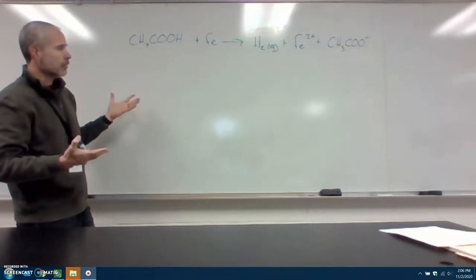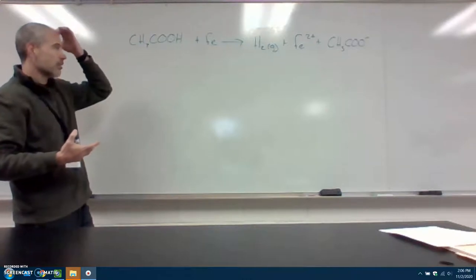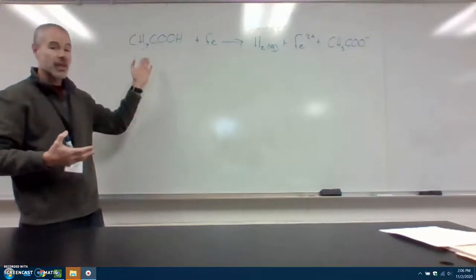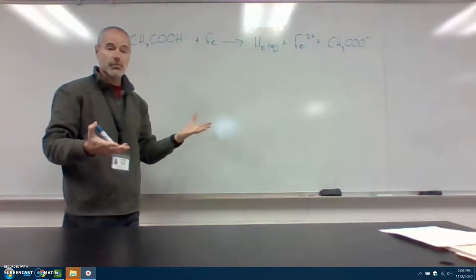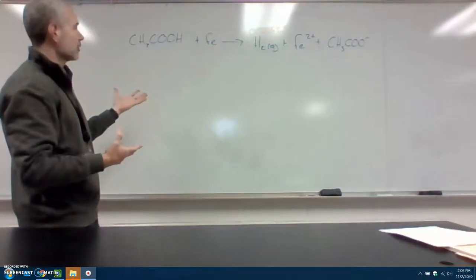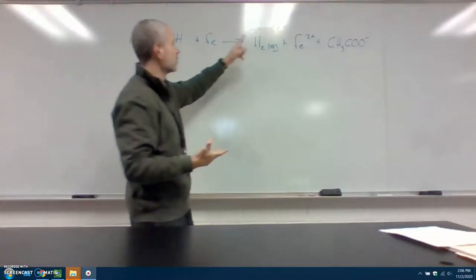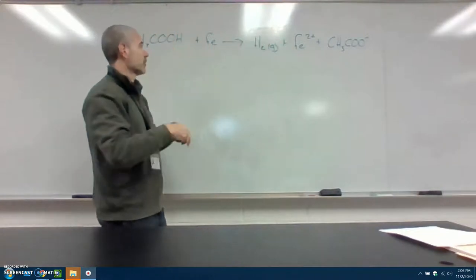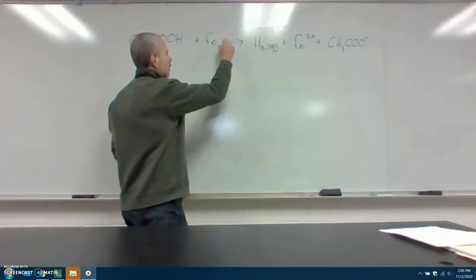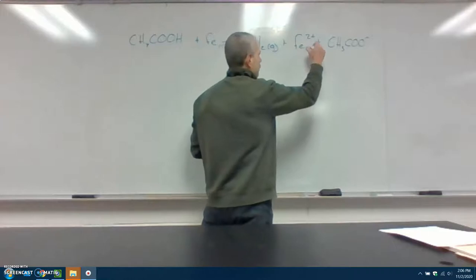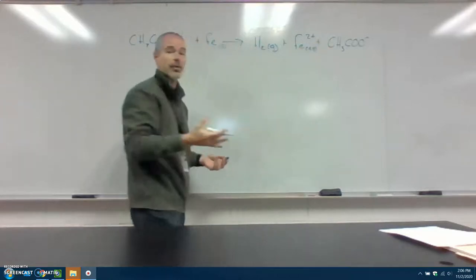Now, as far as doing a net ionic equation, I'm looking to see, okay, what do I have that is the same on both sides that I could get rid of? And in this particular example, there's nothing. Iron is different because here it is a solid, and here it is aqueous. So that's different. It's gone through a chemical change.